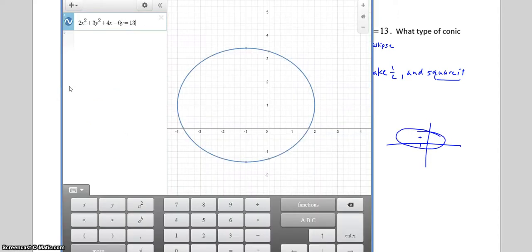Here I've just thrown the graph into Desmos to convince ourselves that we did it right. I just typed in the equation as stated on the problem, and you can see that we have an east-west oriented ellipse with the center at -1, 1.